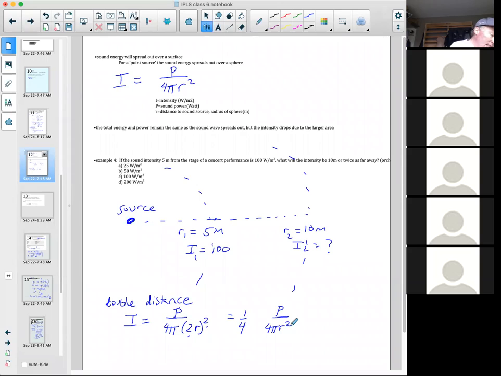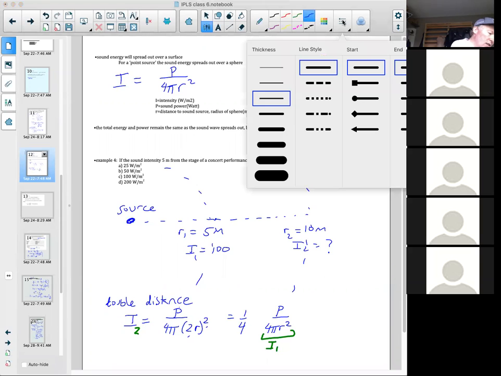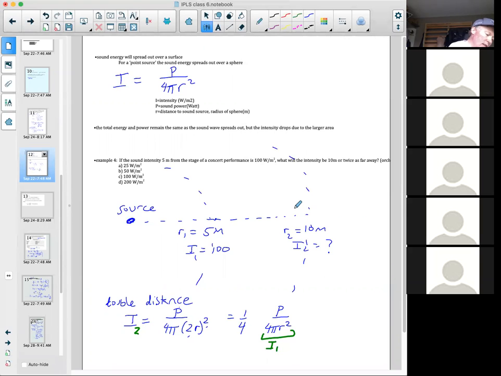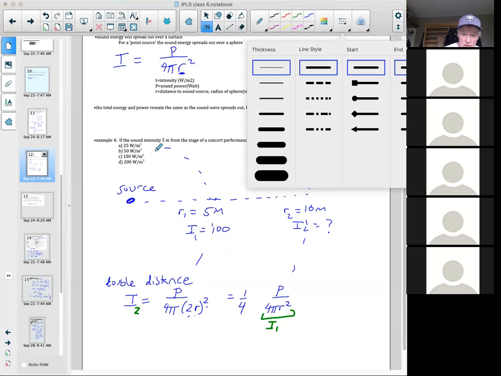Because if this is the, and I'll just use a color here for emphasis, if this is the second intensity, this is the first intensity. And so what this little bit of algebra has shown us is that if we double the distance, right, if you put twice as big a number in here, you're going to get a factor of 4 in the denominator. So the intensity will be quartered. Cursor, there it is, sorry.